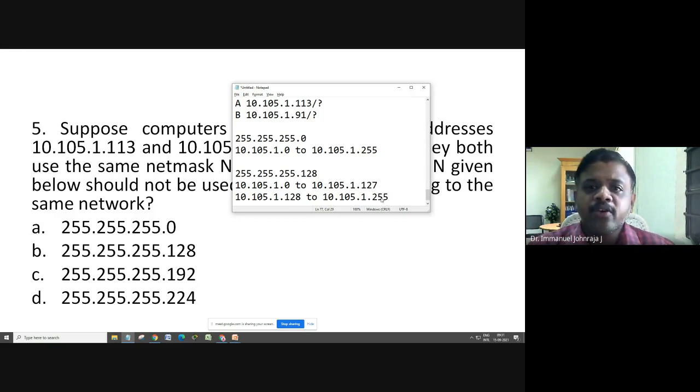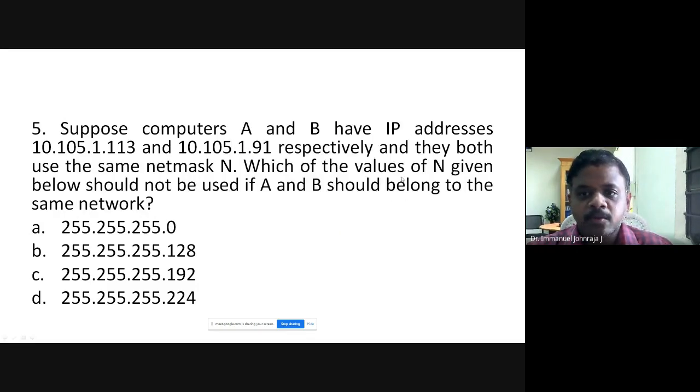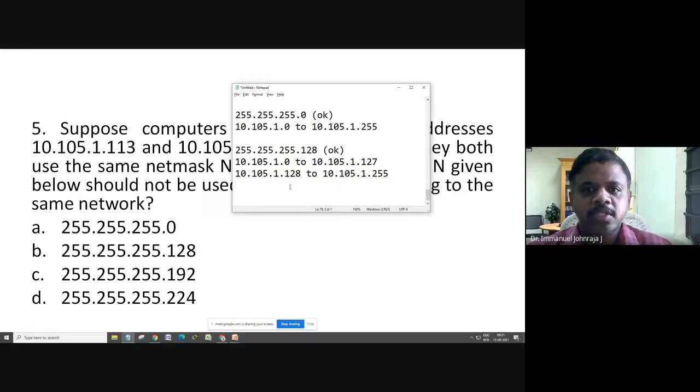Now, where have you got 91 and 113? It is well falling in this range because the last octet is 0 to 127. Your numbers are 91 and 113, so they are exactly available here. So this mask also can be used. So I just say okay, that is not the right answer for this question, because the question is which of the values given should not be used. So we are going to find out which is not working.